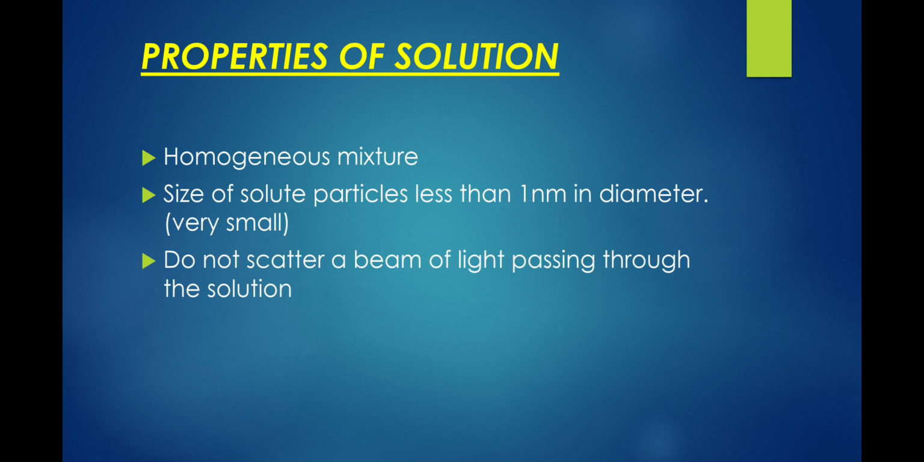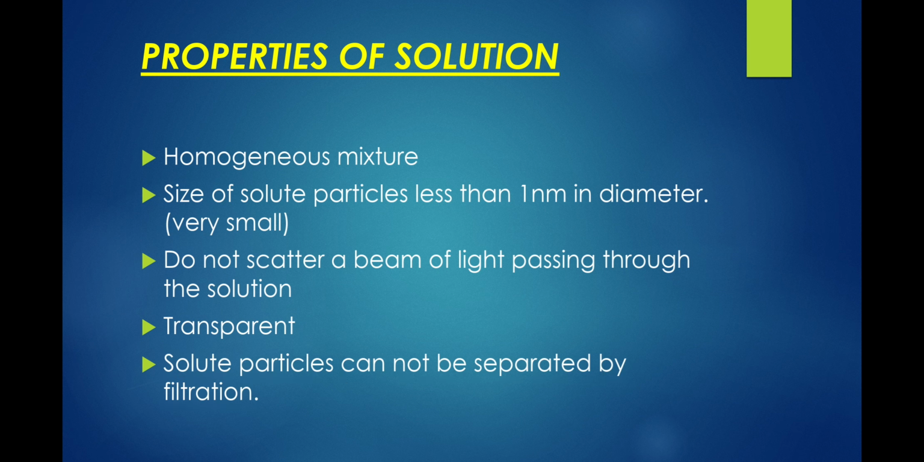Because these particles are very small in size, they do not scatter a beam of light passing through the solution. So, the path of light is not visible in a solution. The particles of solute are very small in size, hence the solution is transparent. Solute particles cannot be separated from the mixture by the process of filtration. The solute particles do not settle down when left undisturbed, that is, the solution is stable.